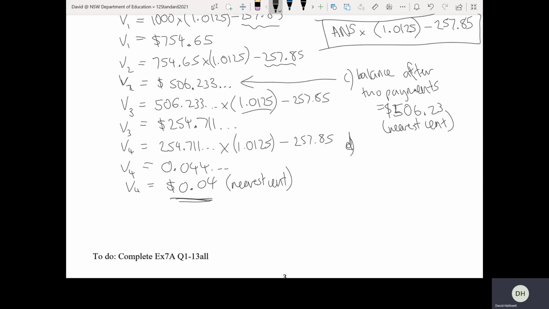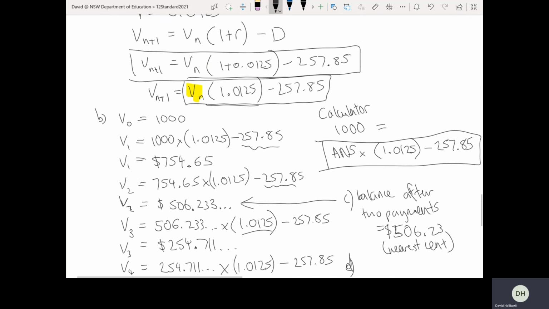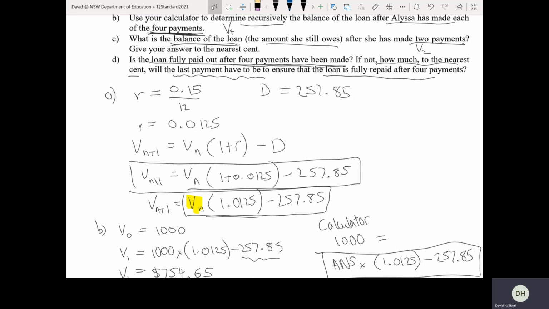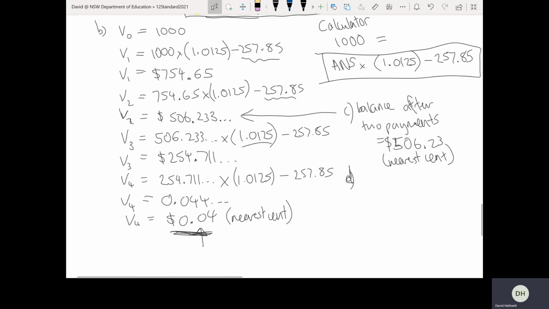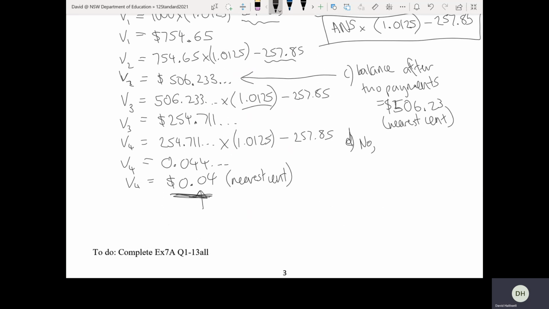We've done after 4 payments. After 4 payments, we've still got 0.04 cents left to pay. So we're pretty much there, but we've got 4 more cents to pay. So is the loan fully paid out after 4 payments? The answer is no. The loan is not fully paid out. There is still 4 cents left to pay.